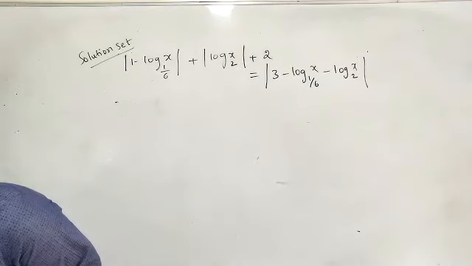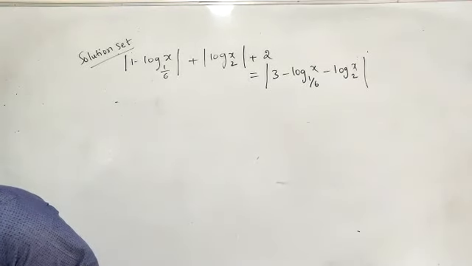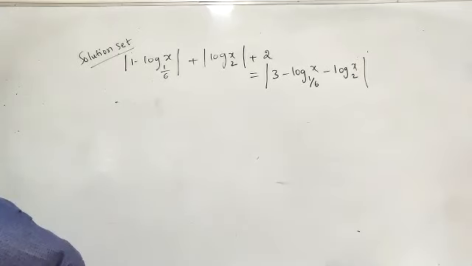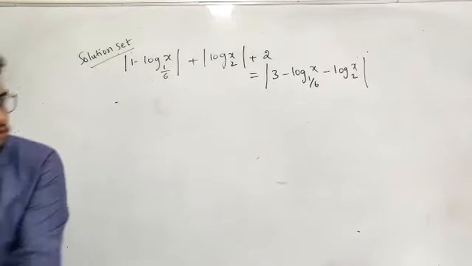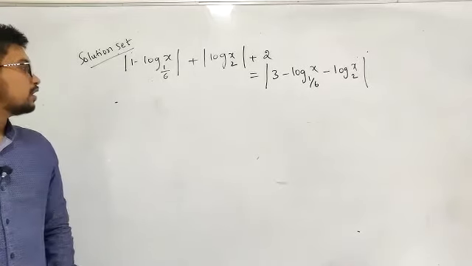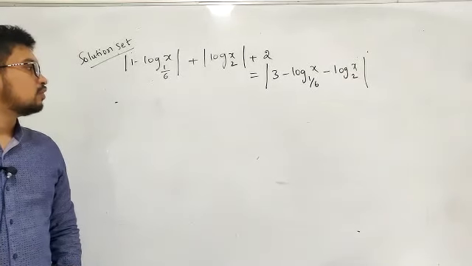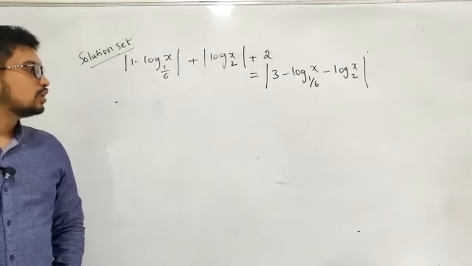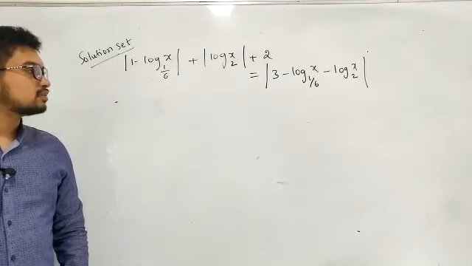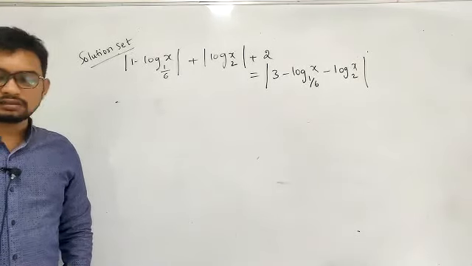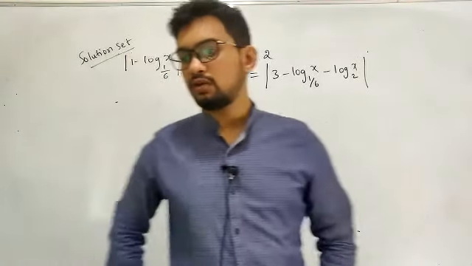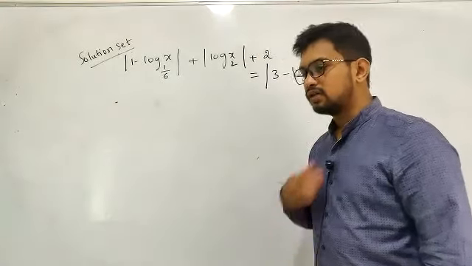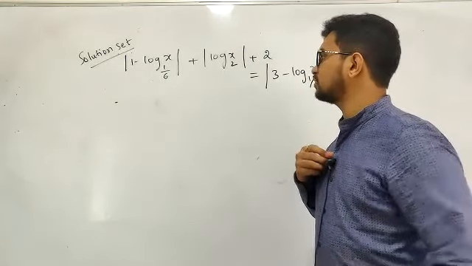The question is: find the solution set of the given equation. Find the solution set of modulus of 1 minus log x to the base 1 by 6 plus log x to the base 2 plus 2 is equal to modulus of 3 minus log x to the base 1 by 6 minus log x to the base 2. Find the solution set of this equation. That's the question.